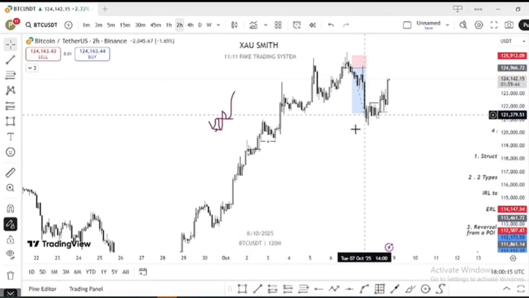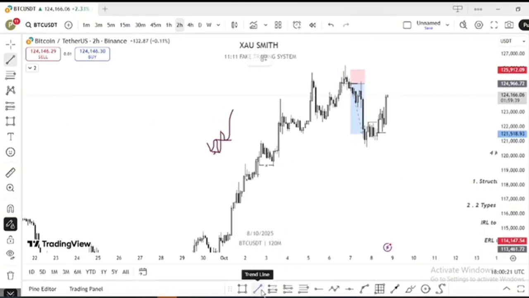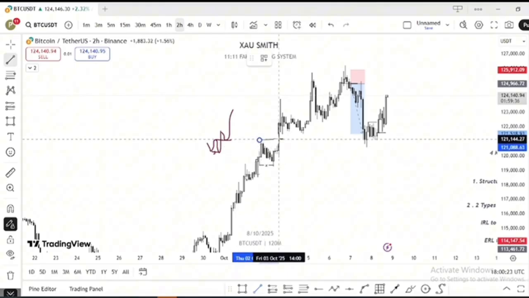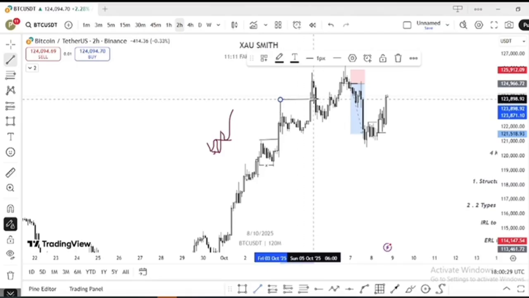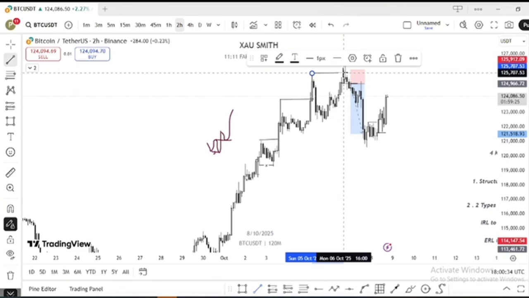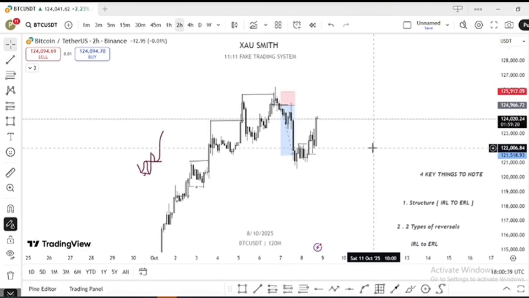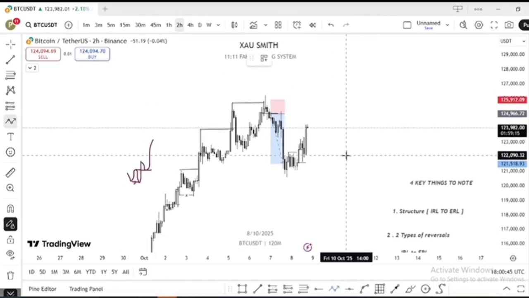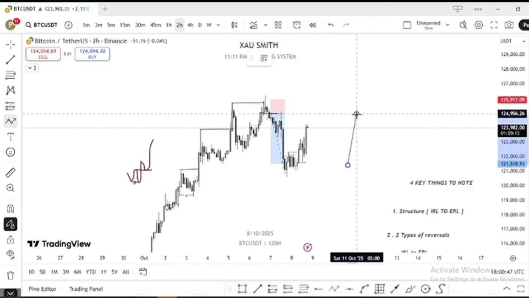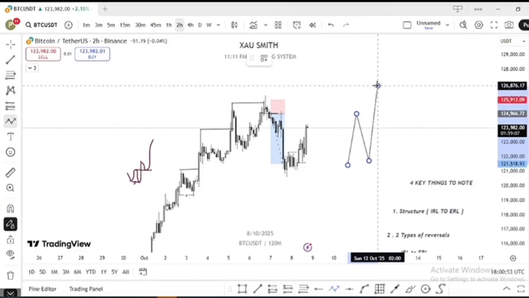So now what was I looking at? Let me mark this. This is a break of structure. This is a break of structure. Another break of structure. I don't want to do top-down analysis here, right? This one is not a break of structure, this is a sweep of liquidity. So now this was the pattern I was talking about. So let me read it down. When market takes out an external range liquidity, it needs to pull back to an internal range liquidity.